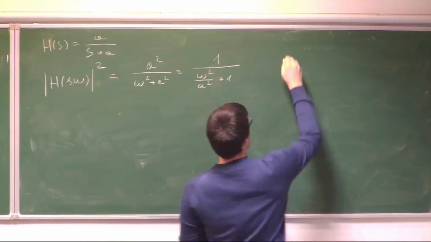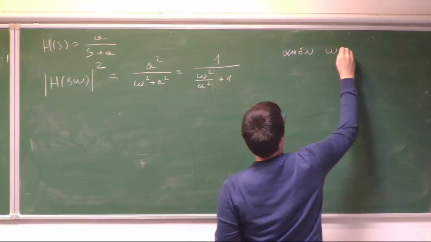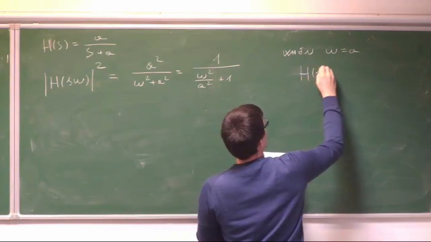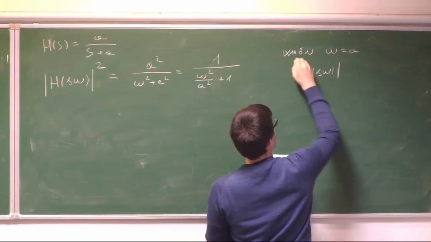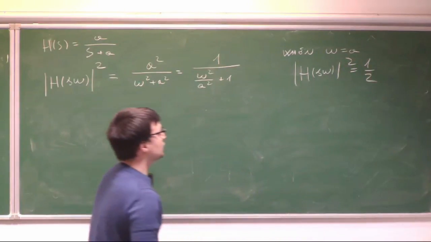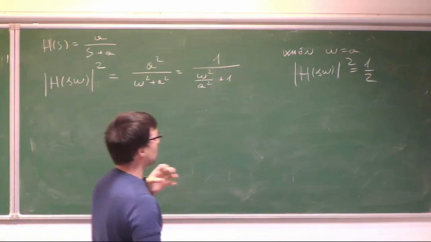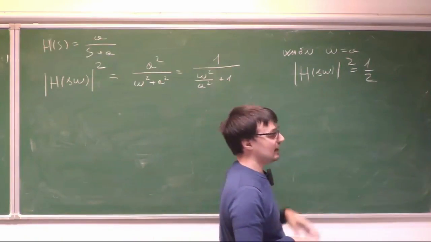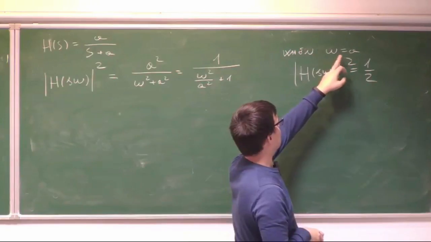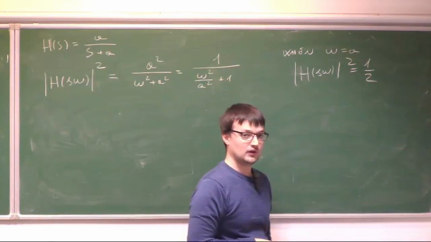So you see that when omega is equal to a, we have that H(j omega) in absolute value squared is equal to 1 over 2. Okay? So this gives us an interpretation of the pole of a transfer function. So a pole is the half power point. So it is the point in frequency for which the power is equal to 1/2, okay?